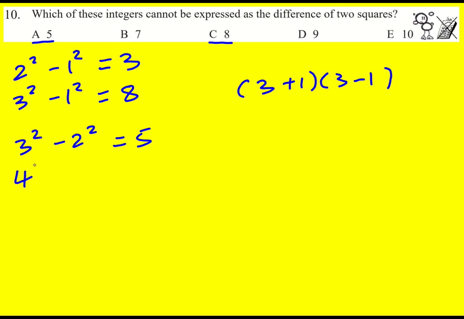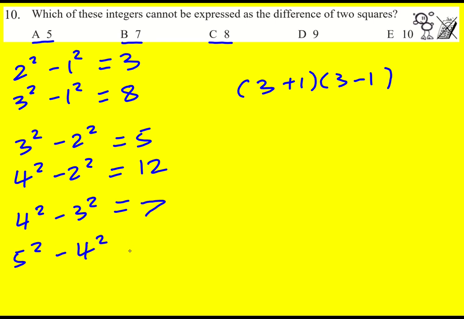And then maybe we try 4 squared minus 2 squared. That's going to be 16 minus 4, 12. Okay, that's too big. So I'm going to need to go up to the next one. 4 squared minus 3 squared, 16 minus 9, that's 7. Okay, so we're down to the last two. So I reckon it's going to be 5 squared minus 4 squared to look at next. That's going to be 25 minus 16. So that is equal to 9. Okay, so the answer must be 10.